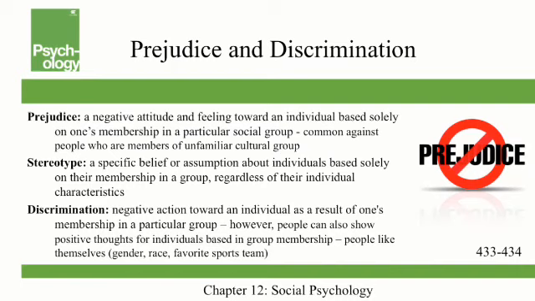A stereotype is a specific belief or assumption about individuals based solely on their membership in a group, regardless of their individual characteristics. And prejudice often begins as a stereotype. Discrimination is a negative action towards an individual as a result of one's membership in a particular group. However, people can also show positive thoughts for individuals based on group membership.